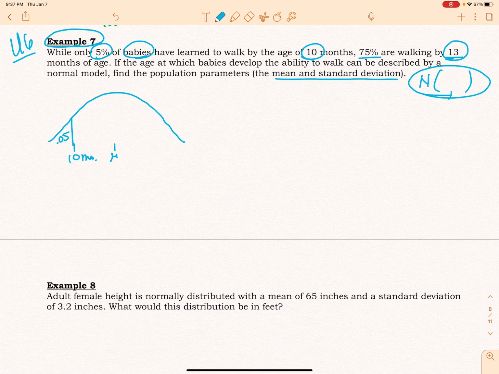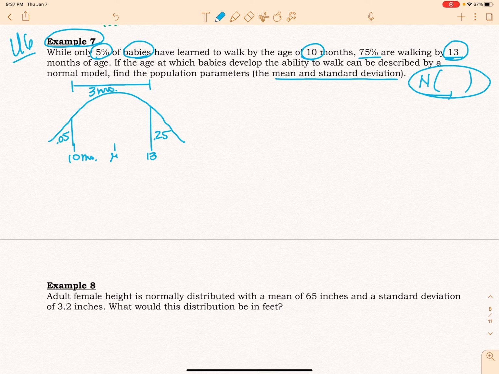And then somewhere to the right, I'm going to have 13 months, and everything to the left of 13 would be 75%, because by the time we get to 13 months, 75% of the babies are walking. So this is going to represent 0.25 to the right of 13 months. Let's look at what we have going here. This is a span of 3 months. In a 3-month time period, we go from 5% to 75% walking.